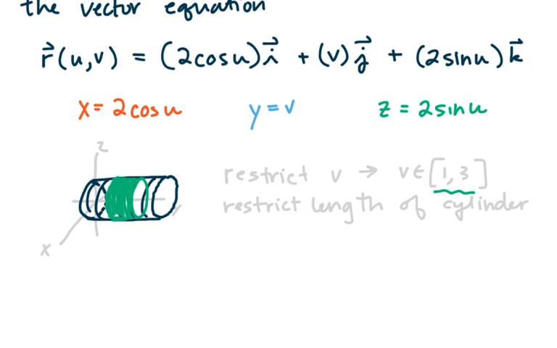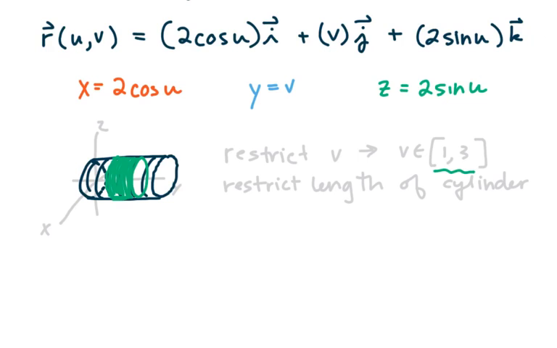Also, something for us to consider: what if I restricted u? What would that give me? Maybe I said that u is from 0 to pi over 2. How much of that cylinder would I be viewing?